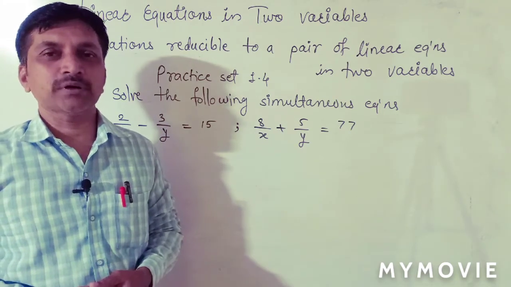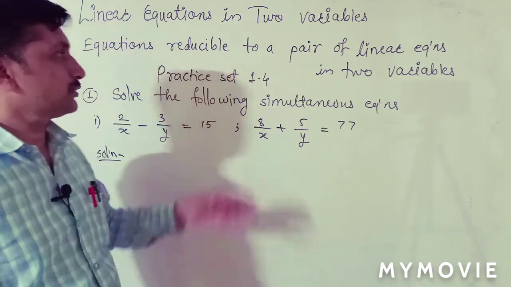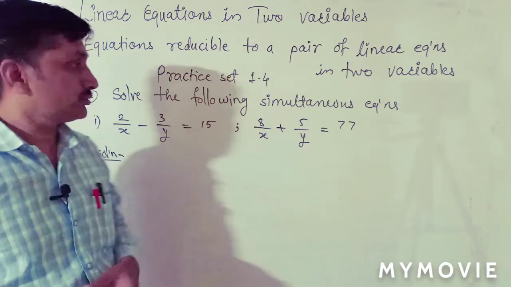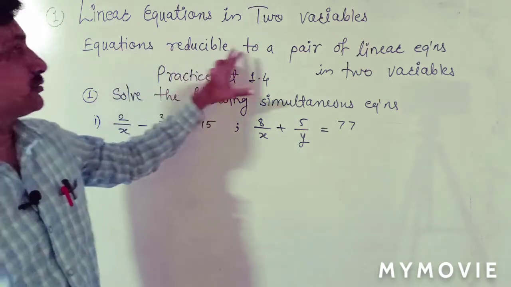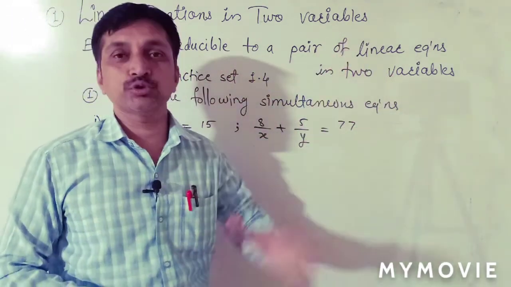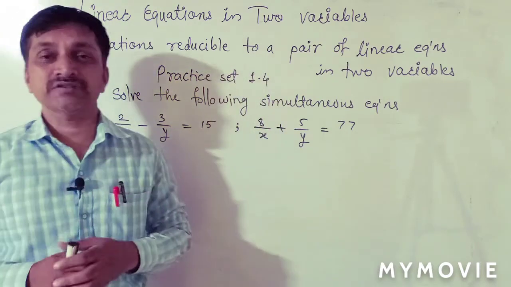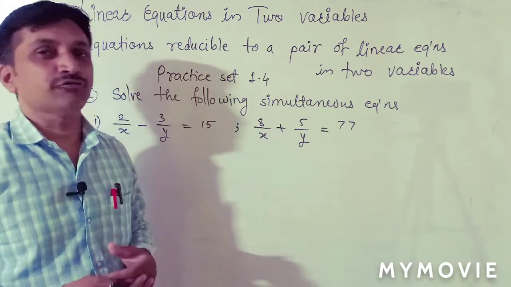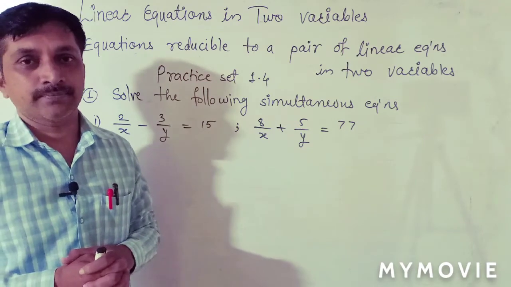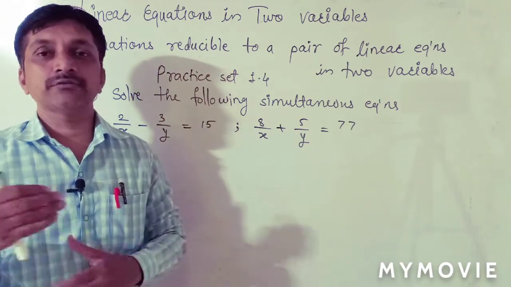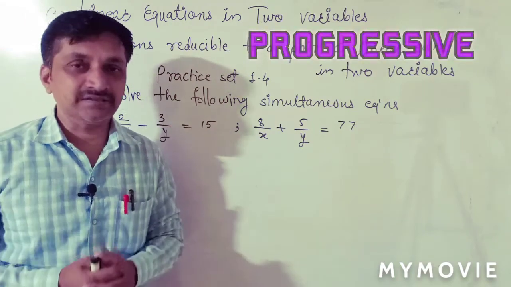Dear friends, in this part we are going to study practice set 1.4. In this practice set, examples are based on equations reducible to a pair of linear equations in two variables. It means that whatever equation will be given to us will not be in the form of a linear equation. We have to reduce it, convert it into a linear equation, and then solve it. Now let's see the example.